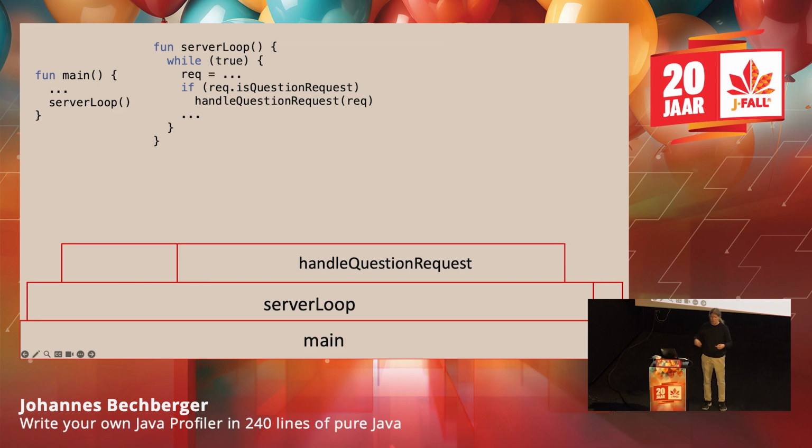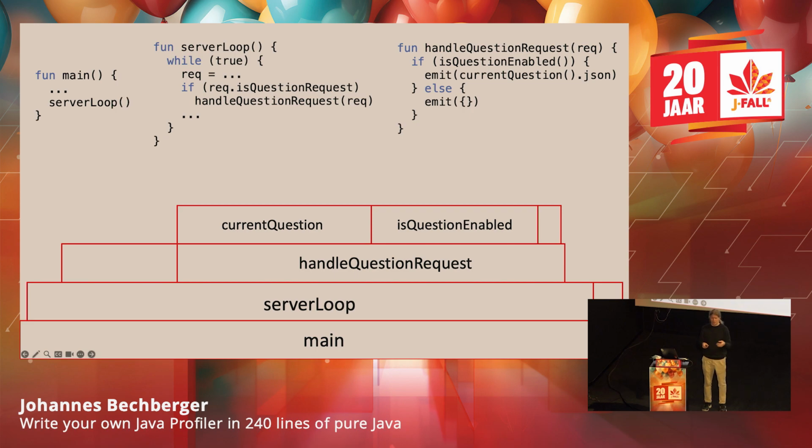It essentially loops over all requests, gets a new request, and we're only caring about the client request because we only have one admin user, so this doesn't matter. So most of the time the server loop calls the current question request. What does that request do? It asks, hey, is that question enabled? If yes, emit the current question, and if not, emit an empty thing. And that is asked by the client every 10 seconds or so.